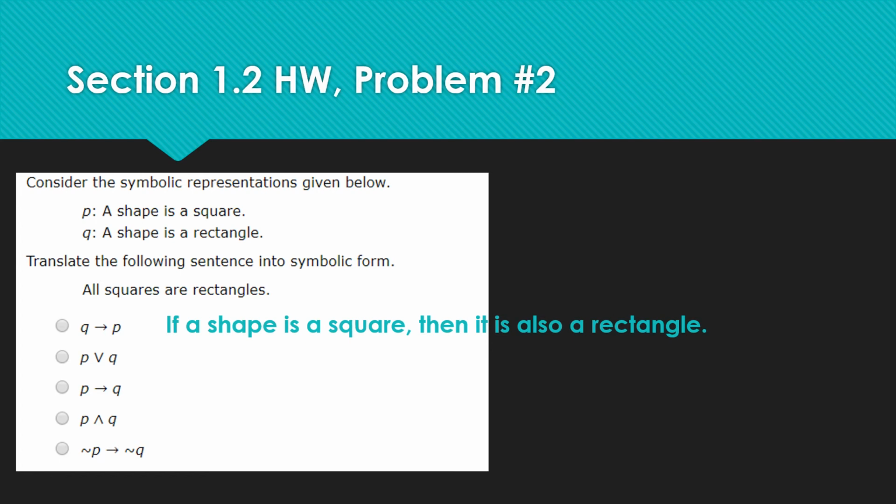Now, since we have this in the form of an if-then statement, we can translate this into symbolic form. If a shape is a square, so that's if P, then it is also a rectangle, which is the statement Q. So that's if P, then Q. Now we know that that's the same thing as P implies Q. So I'm circling the correct answer here.